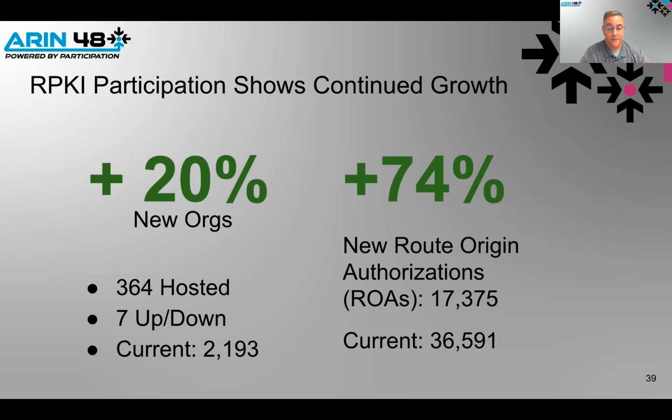The number of ROAs in this case is a 74% growth, which is astounding. There has been a great uptick in the number of large and small orgs that are creating route origin authorization objects, and these are truly the first step in the foundation for how RPKI works. So good job to everybody who's doing it, and I recommend you keep moving forward. Next slide, please.